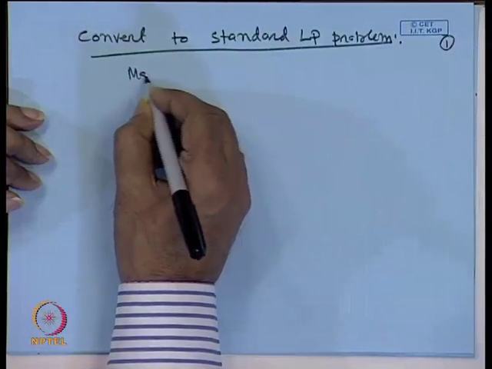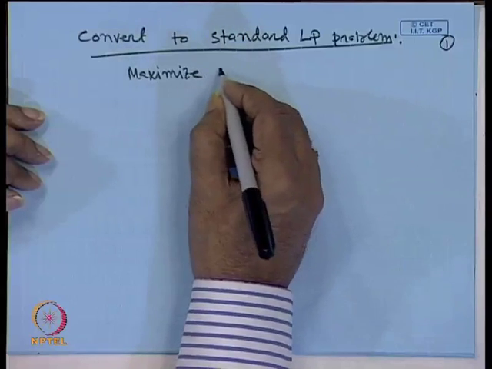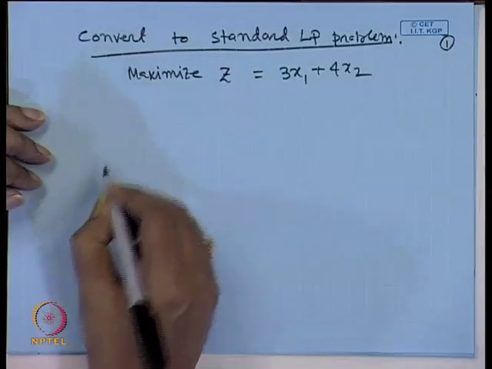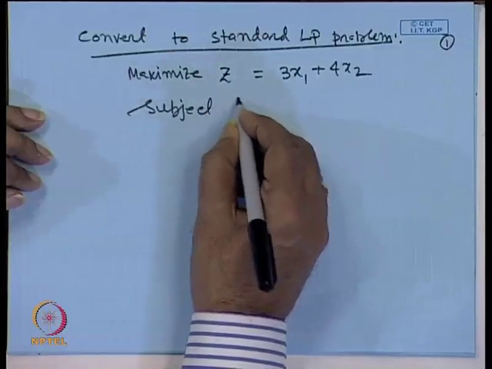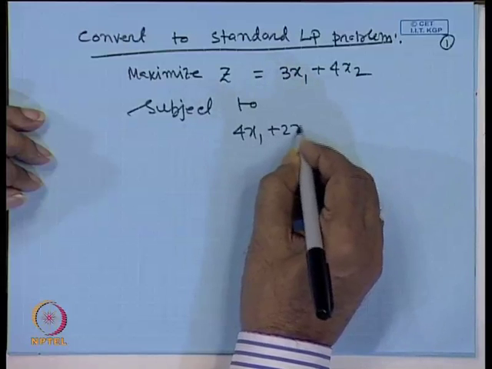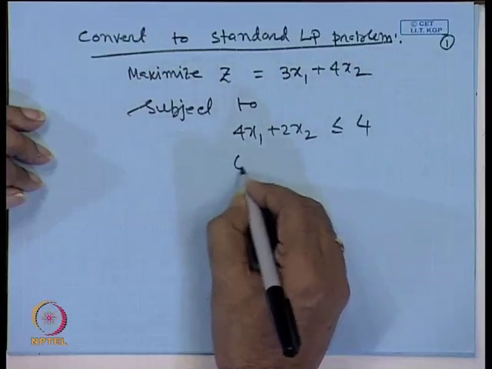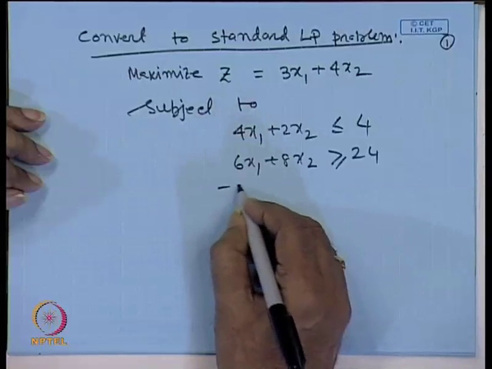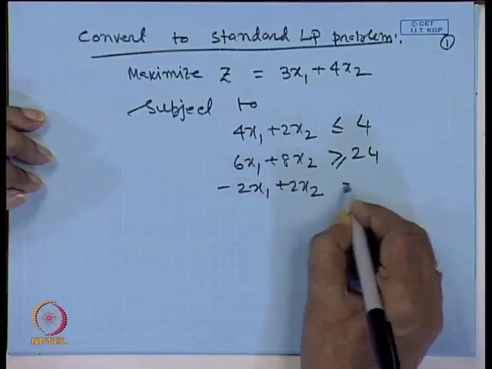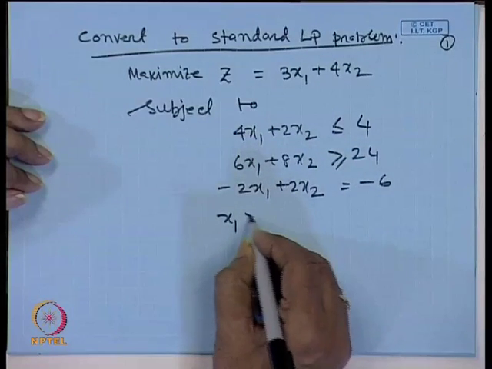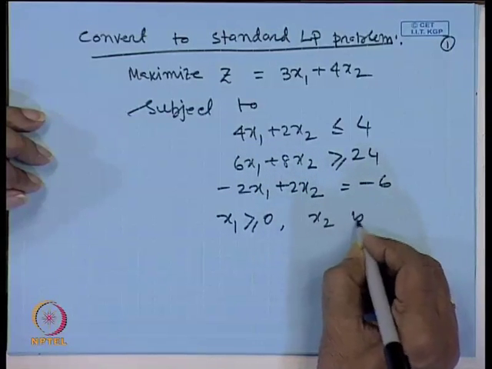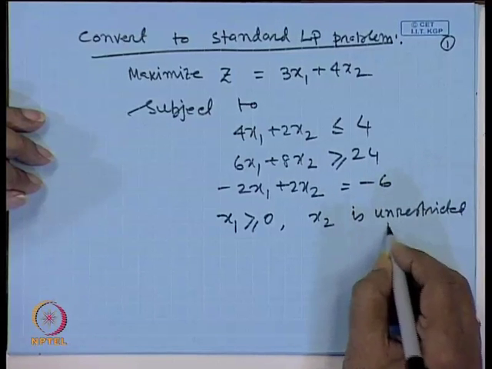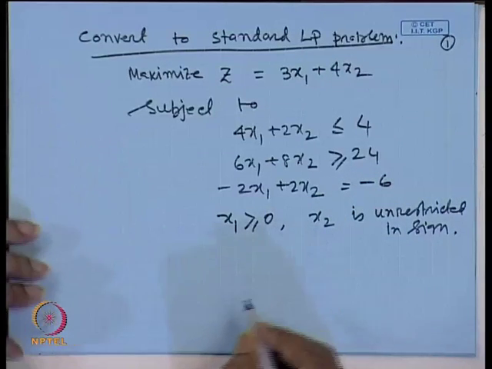Our problem is: maximize z equals 3x1 plus 4x2, subject to 4x1 plus 2x2 less than or equal to 4, and 6x1 plus 8x2 greater than or equal to 24, and minus 2x1 plus 2x2 equal to minus 6. We are given that x1 is greater than 0 and x2 is unrestricted in sign. Agree? This is the situation.